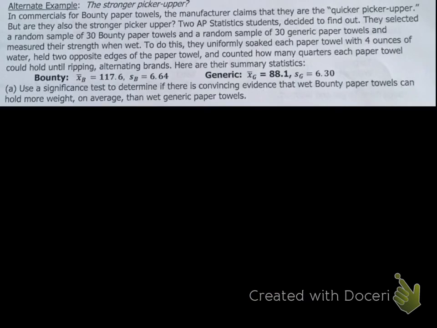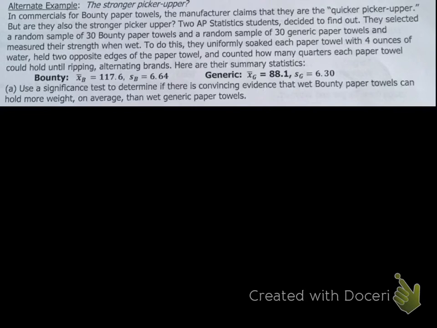All right. Next example. In commercials for Bounty paper towels, the manufacturer claims that they are the quicker picker-upper, but are they also the stronger picker-upper? 2 AP statistics students decided to find out. They selected a random sample of 30 Bounty paper towels and a random sample of 30 generic paper towels and measured their strength when wet. To do this, they uniformly soaked each paper towel with 4 ounces of water, held 2 opposite edges of the paper towel, and counted how many quarters each paper towel could hold until ripping, alternating brands. Here are their summary statistics. Use a significance test to determine if there is convincing evidence that wet Bounty paper towels can hold more weight on average than wet generic paper towels.